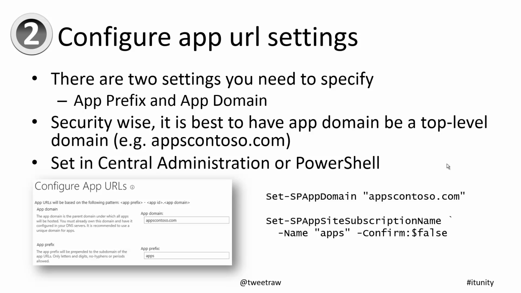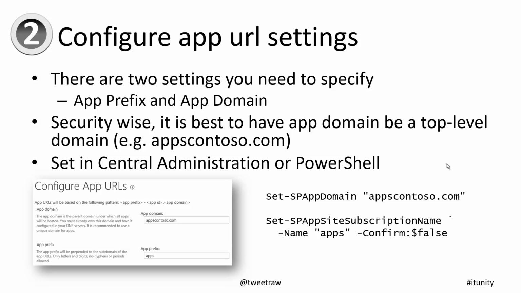So let's talk about the second step. This one's even easier. There are 2 URL settings that we have to define: the app domain and the app prefix. If you recall, a few minutes ago we talked about the 5 different components to an app web URL. This is 2 of them. So again, what do you want the app domain to be? Do you want it to be a unique top-level domain like appscontoso.com, or do you want to share an existing domain that you already have? And just be mindful of the cross-site scripting risk that we talked about earlier.